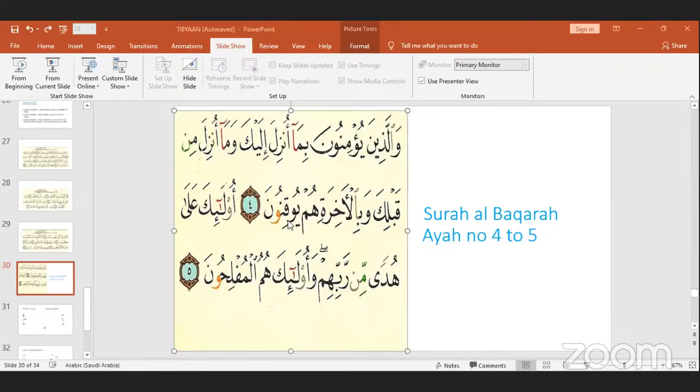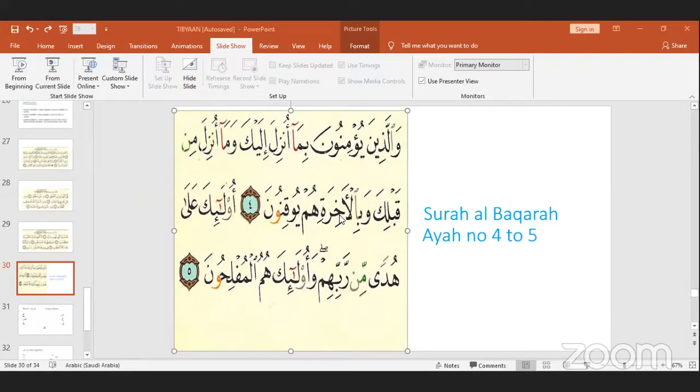So yeah, wabil akhirati we learned. So if it's in the middle, akhirati. If it's over here, akhirati. So again, then we'll continue here. Kha comes from the throat. We learned throat letters. Akhirati, kha. Akhirati, makhraj we learned of the kha.